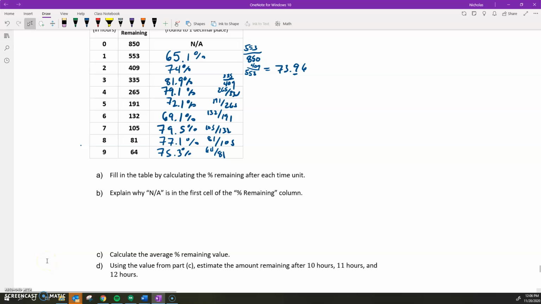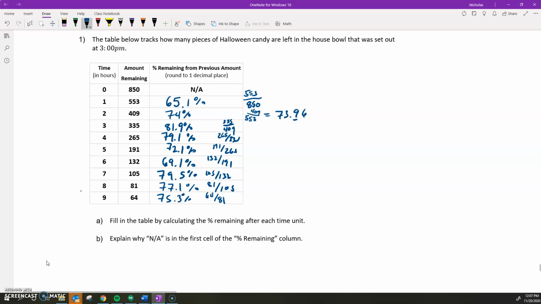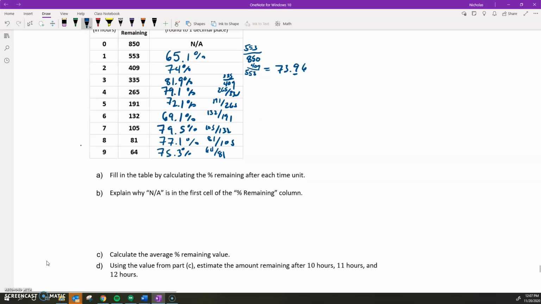Next question, explain why the NA is the first cell in the percent remaining column, and the reason is because, well, think about it. There is no percent remaining after, this is the initial time, right? So there was no previous.